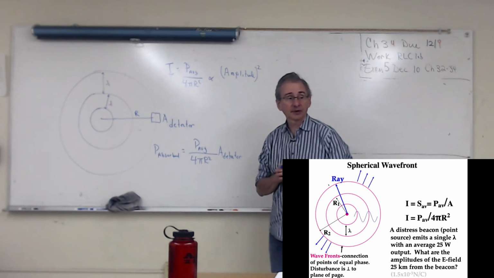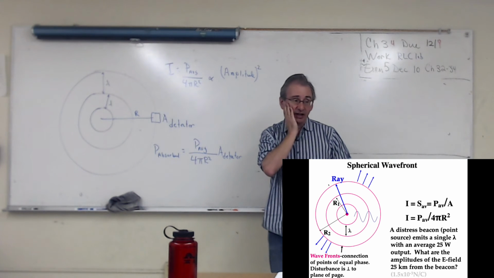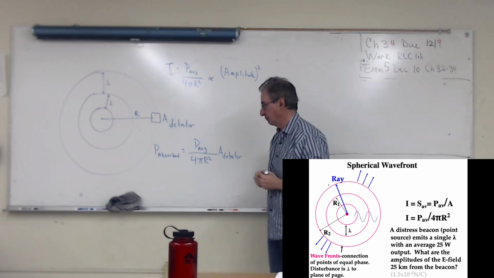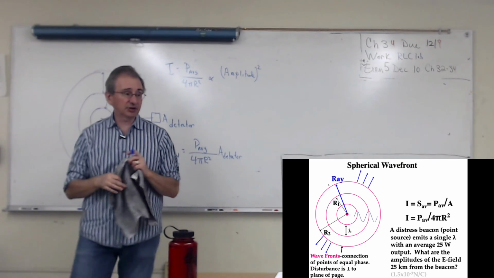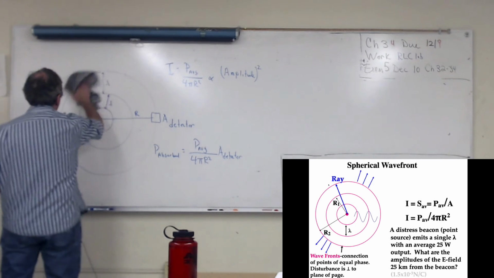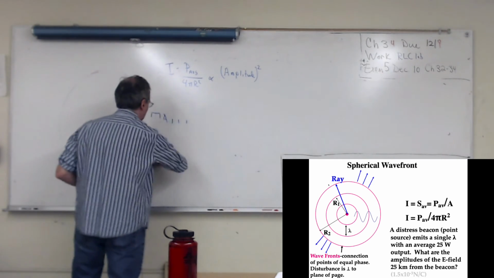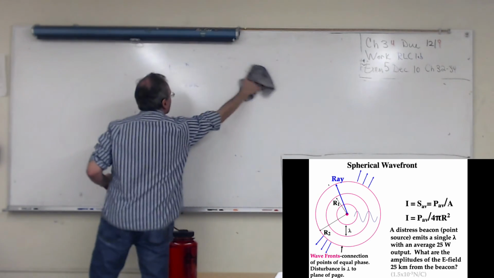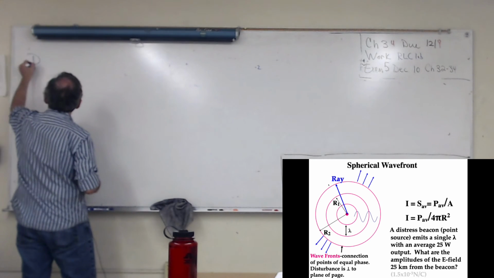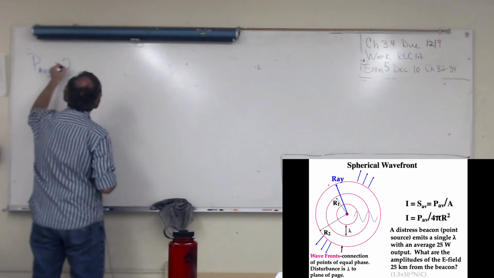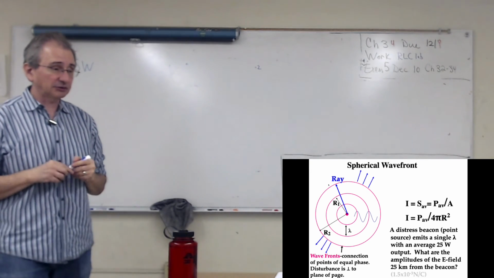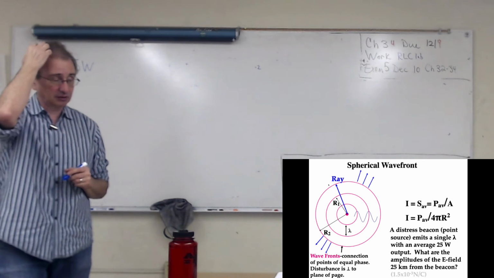All right. Let's do a problem. Suppose we have a distress beacon that emits a wave at some wavelength lambda, and the distress beacon has an average output of 25 watts. So we're given a P average. What is the amplitude of the electric field 25 kilometers from the beacon?